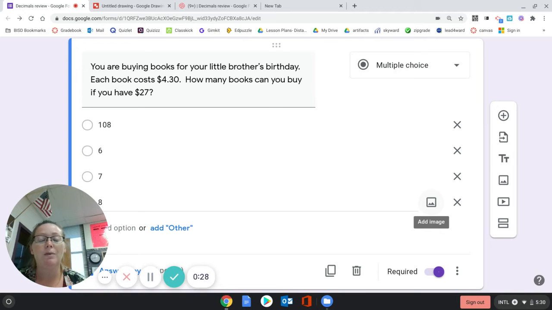Kind of like how we know that repeated addition is multiplication, this could be done with repeated subtraction. Okay. But you can also do it with division. How many groups of $4.30 are there in $27?